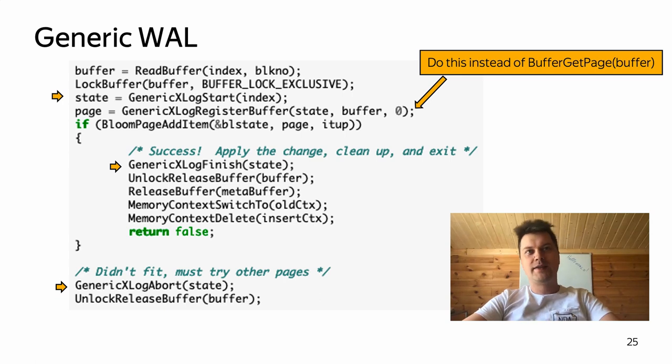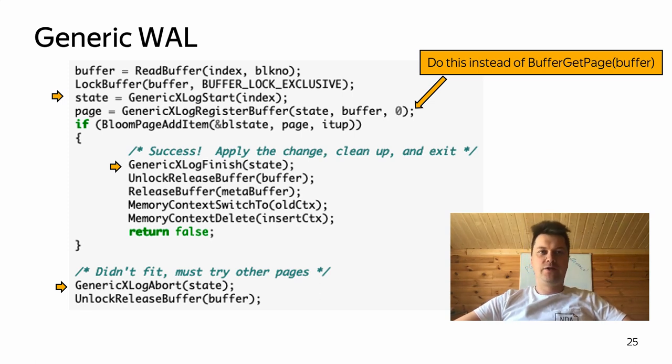This is a quite simple change. Anywhere you are going to modify data on a page, you are not using regular buffer get page. You are using a generic log register buffer. What does it mean? You tell the generic write-ahead logging that you are going to change this buffer. Please find what has changed and write this to xlog.